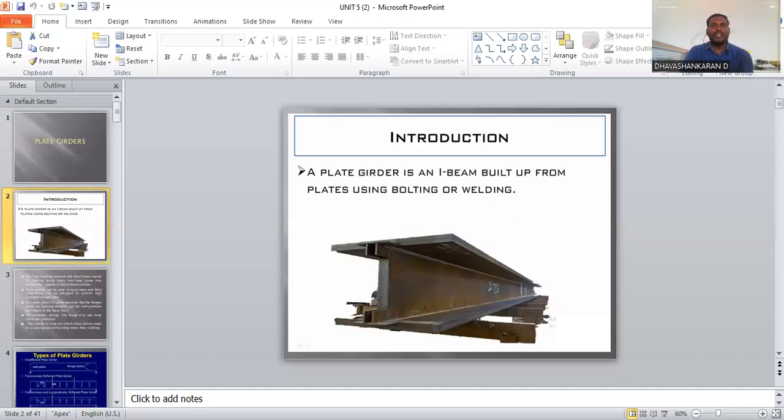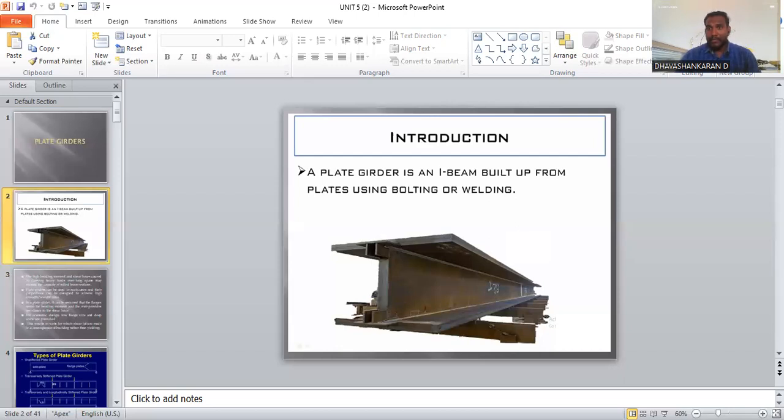Next, we use different types of connection: bolted connection, either with a cover plate or as a welded girder. Here the welded girder is the C type. In a welded girder, we have the weld. We have an individual top flange and an individual bottom flange, which are connected with this web plate.